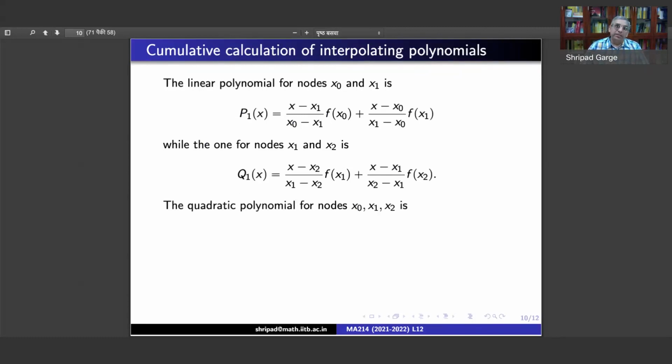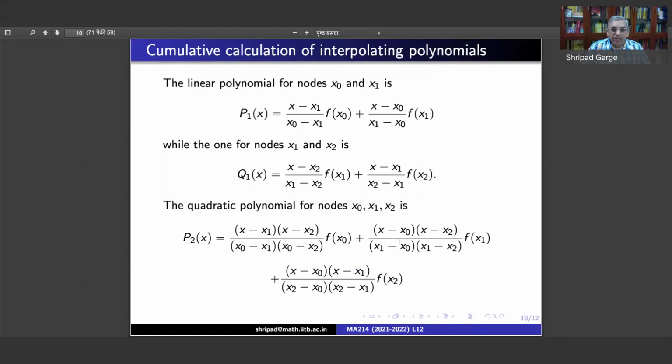These are two linear polynomials. And the quadratic polynomial for x0, x1 and x2 is this polynomial, right? Here we have f of x0 into the Lagrange polynomial which has value 1 on x0 and 0 on x1 and x2. The coefficient of f of x1 is the Lagrange polynomial which has value 1 on x1, but it's 0 on x0 and x2. And finally, the coefficient of f of x2 is the Lagrange polynomial whose value on x2 is 1, but it vanishes on x0 and x1.